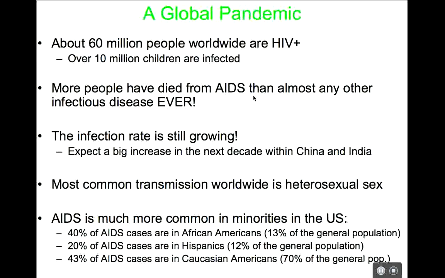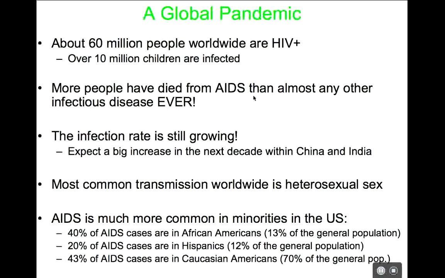AIDS has only been around since the 60s, and it's the number two infectious disease killer for mankind. That's a horrifying statistic, and we should all be really concerned about HIV and what's going to happen. It's already the number two killer. That's really shocking and horrifying. Number three, by the way, is tuberculosis. So those are the top three infectious disease killers for humans throughout time.